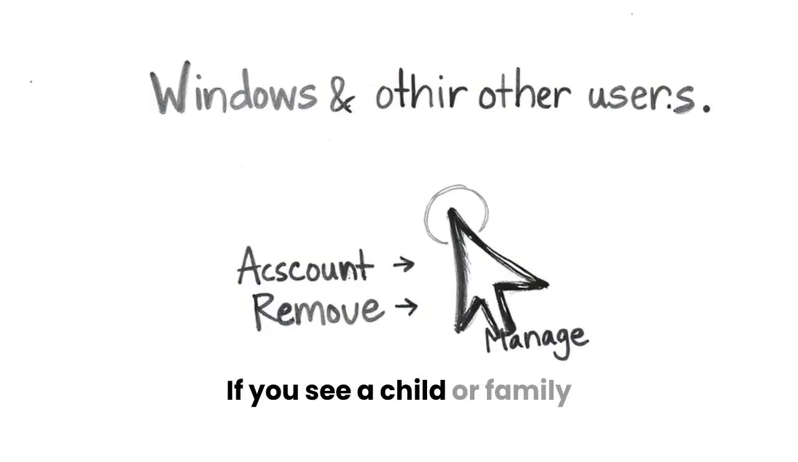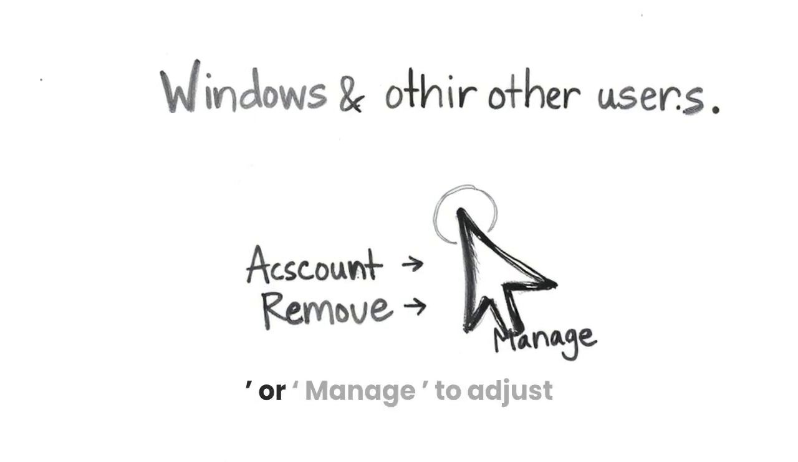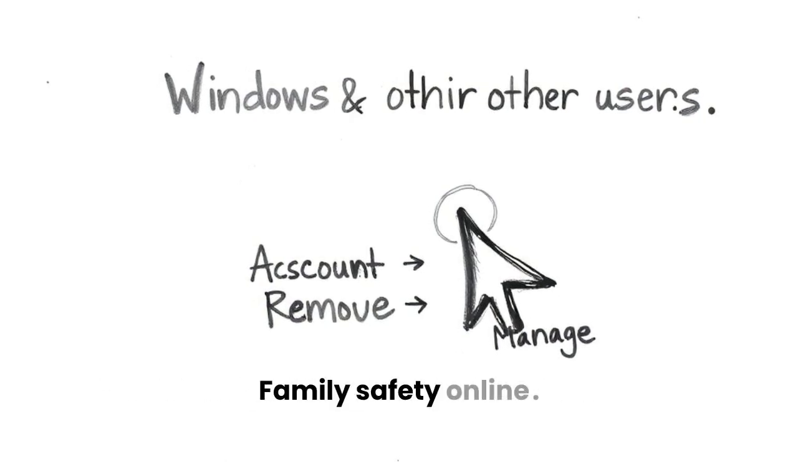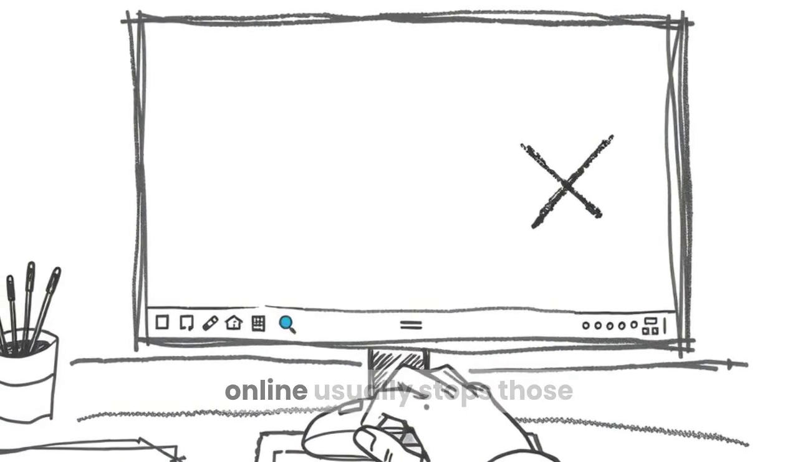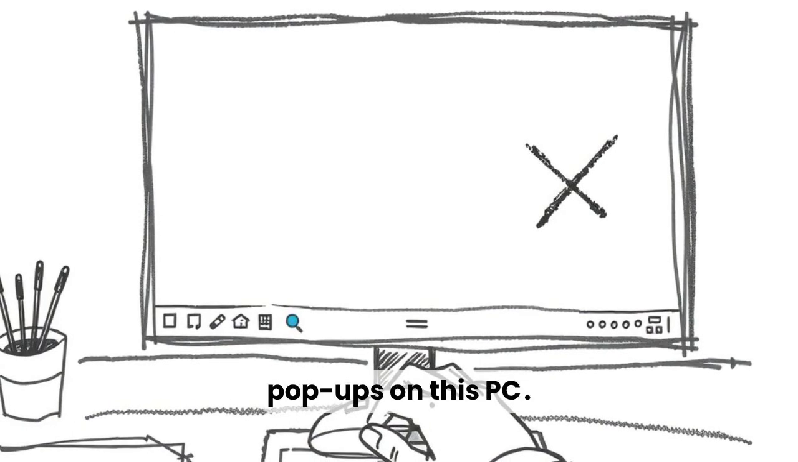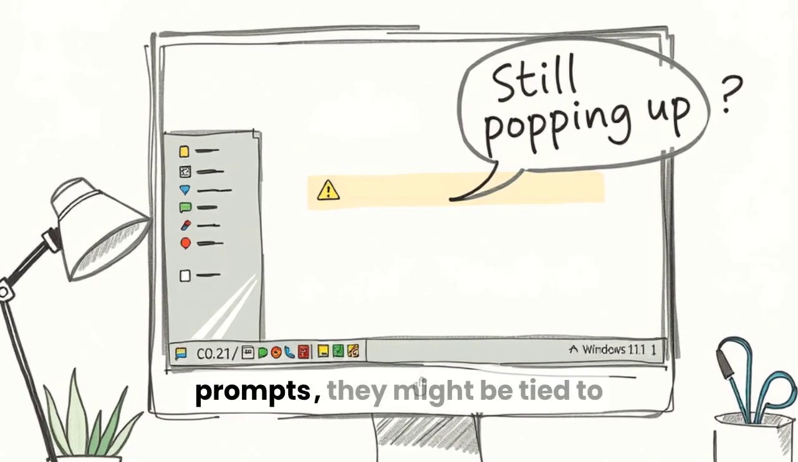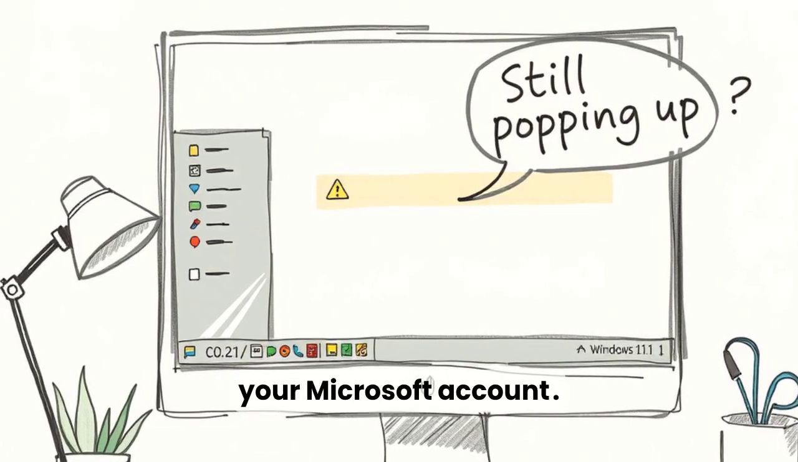If you see a child or family member account you don't use, select it and choose Remove or Manage to adjust family safety online. Removing unused family accounts or managing them online usually stops those constant family features pop-ups on this PC. If you're still getting prompts, they might be tied to family safety notifications in your Microsoft account.